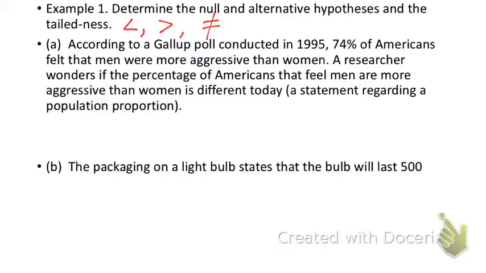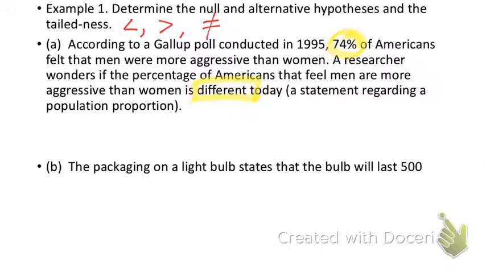According to the Gallup poll, 74% of Americans felt that men were more aggressive than women. A researcher wonders if the percentage of Americans that feel men are more aggressive is different today. So, I'm going to highlight 74 percent, and I'm going to highlight different. How are we supposed to know if it's greater than, less than, or not equal to? By what the problem says.